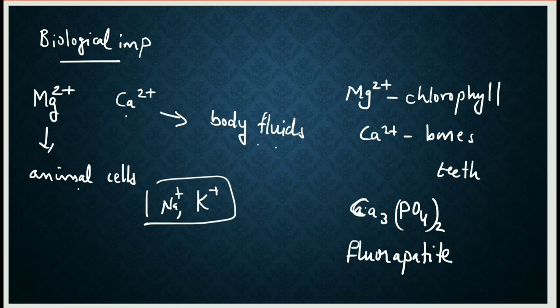Another use of calcium 2 plus is that it is important for blood clotting and required to trigger contraction of muscles. So for contraction of muscles, calcium 2 plus is required, to maintain regular beating of the heart. For blood clotting, calcium 2 plus plays an important role. So the biological importance of magnesium and calcium is what? Magnesium is present in chlorophyll and it is in animal cells. Calcium is in body fluid and it helps the strength of bones, teeth, the enamel of teeth, and it is fluorapatite in enamel of teeth.